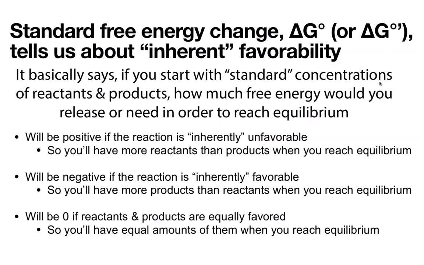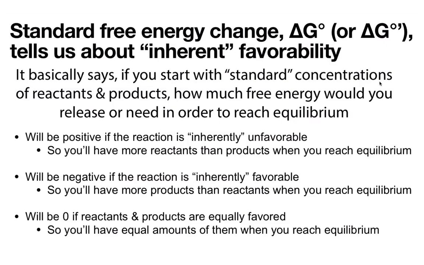If your reaction is inherently unfavorable in the forward direction, that's going to be a positive delta G naught. So basically, this is saying that you're going to have more reactants than products when you reach equilibrium. It's going to be negative if the reaction is inherently favorable, just like we're used to with delta G's being negative and favorable. So you'd have more products than reactants when you reach that equilibrium. And if you have a delta G naught of 0, then your reactants and your products are equally favored, and you'll have equal amounts of them when you reach equilibrium.